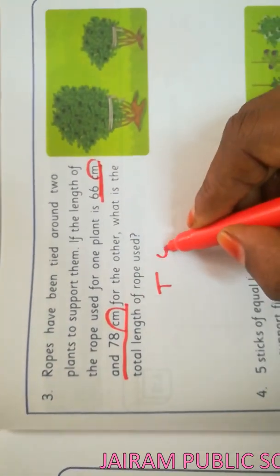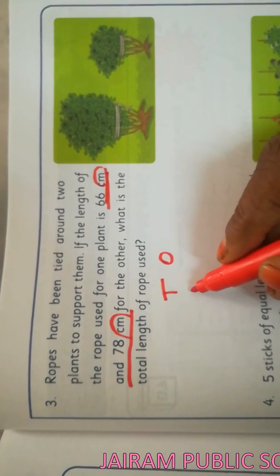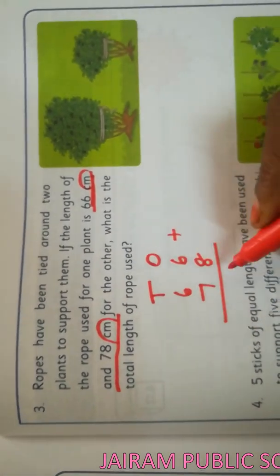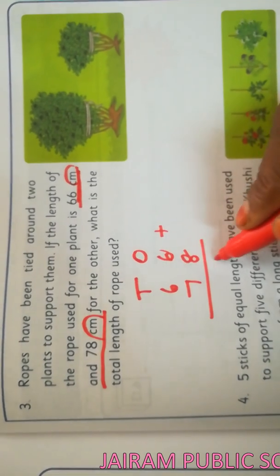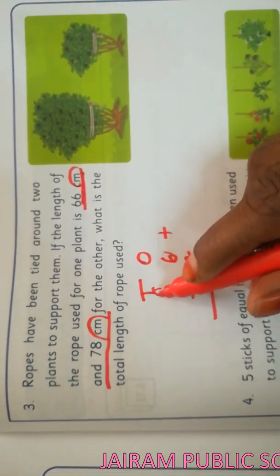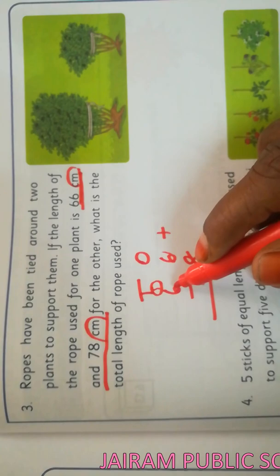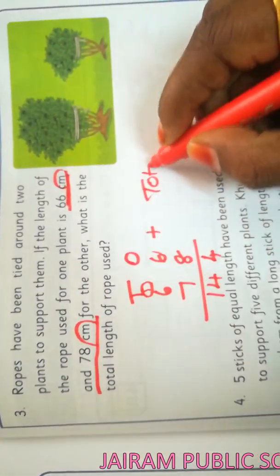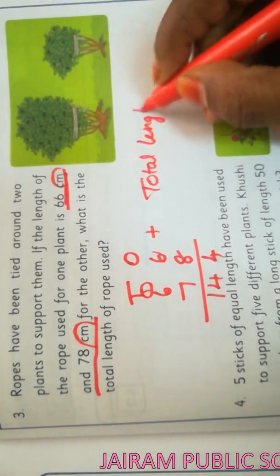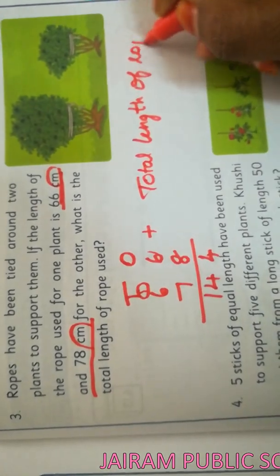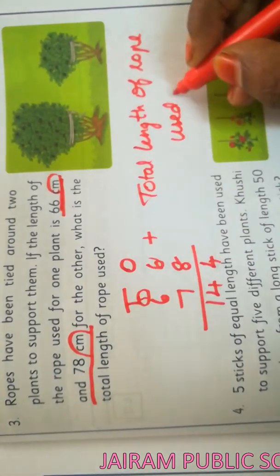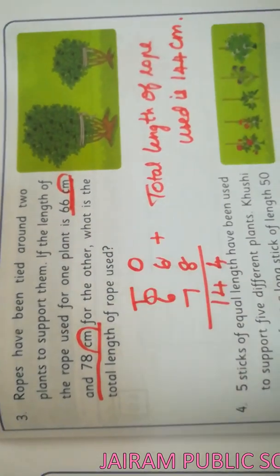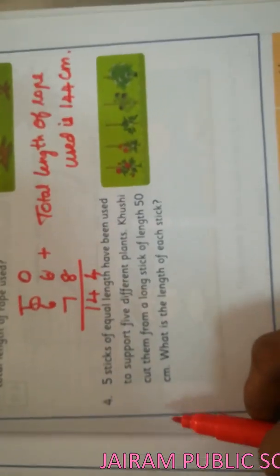For that we have to use the place values, tens and ones. 66 plus 78. We add in the ones place. 6 plus 8 will be 14. Carry over in the tens place. 1 plus 6 will be 7. 7 plus 7 will be 14. So the total length of the rope used is 144 centimeter.